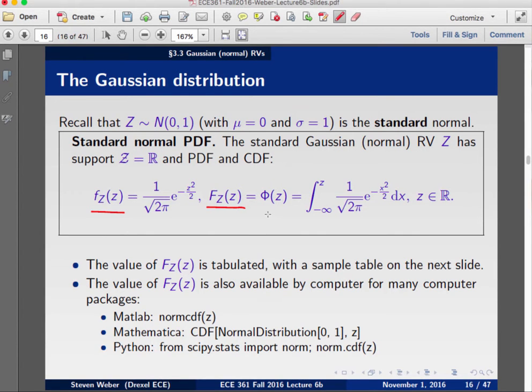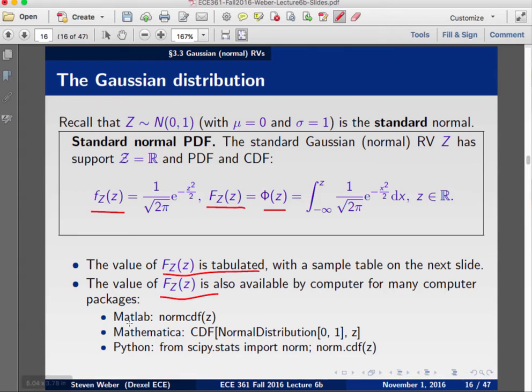And so we're going to use, as is standard and as our book uses, the notation capital phi of z. And capital phi of z means nothing more than the CDF of a standard normal evaluated at z. So it's just a new piece of notation. It's a standard notation you'll find everywhere. And phi of z is what's going to have to be tabulated or computed from our computer program. All right, so we'll show you a table on the next slide of what the table of phi of z looks like. And the value of phi of z is also available from almost any computer program that you can imagine.